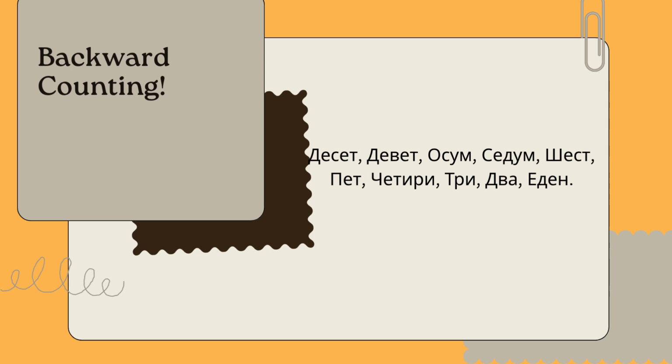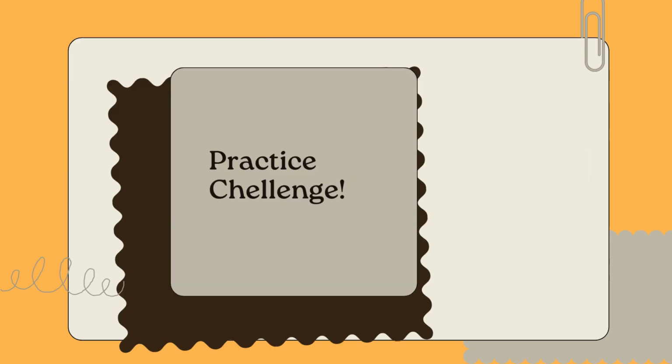Now let's count backwards from 10 to 1. Ready? Let's go. 10, 9, 8, 7, 6, 5, 4, 3, 2, 1. Now it's your turn. Pause the video and first, count from 1 to 10 in Macedonian. Second, count backwards from 10 to 1. And third, look around your room and count 3 things out loud, like books, cups, or people.